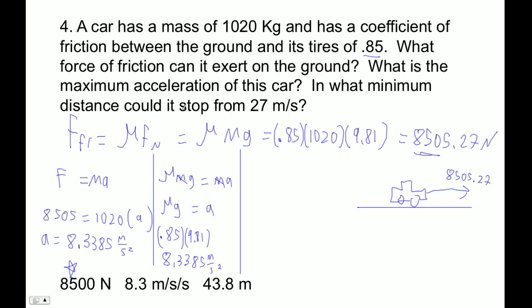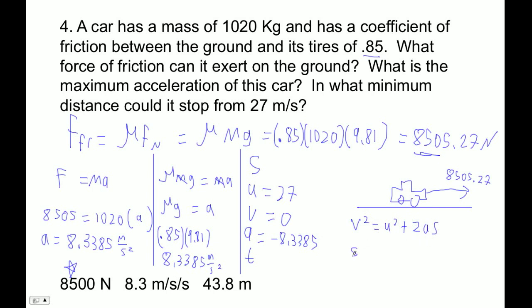Okay, then it says in what minimum distance could it stop? So let's assume that the same force applies for it slowing down, right? So I guess this must be what a kinetic coefficient of friction, and it's skidding across the ground. So now we're just going to Suvat this, right? Okay, so we're going to stop, right? So our final velocity is 0. Our initial is 27. Our acceleration is negative 8.3385, right? And I think what we're going to do is use v squared is u squared plus 2as.